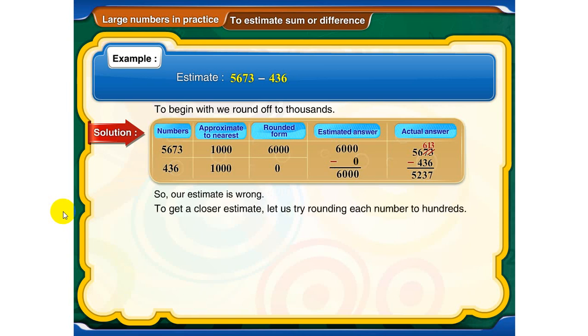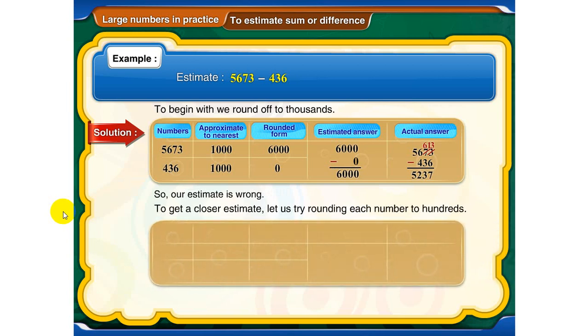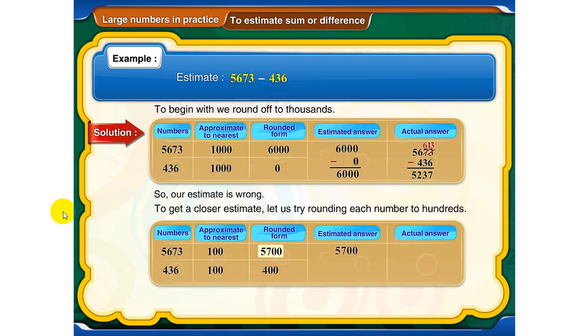To get a closer estimate, let us try rounding each number to hundreds. 5,673 rounds off to 5,700 and 436 rounds off to 400. Estimated difference of 5,700 and 400 is 5,300, which is nearer to the actual answer 5,237. So then our estimate is right.